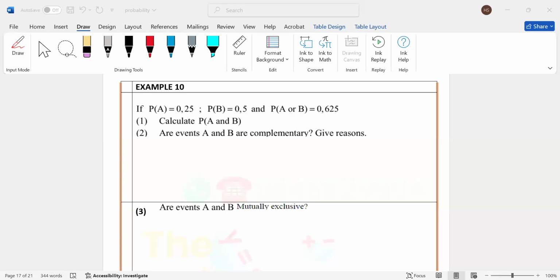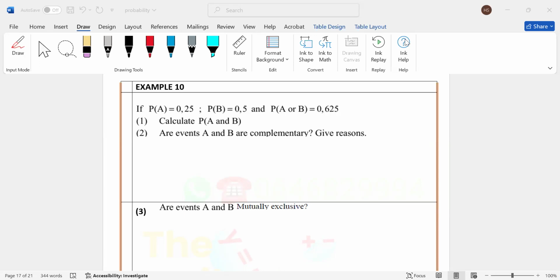So in example number 10, we are given the probability of A, the probability of B, and the probability of A or B. And then they say we should calculate the probability of A and B. Now, A and B, we don't know is equal to 0, because we don't know if the events are mutually exclusive. We're not going to assume.